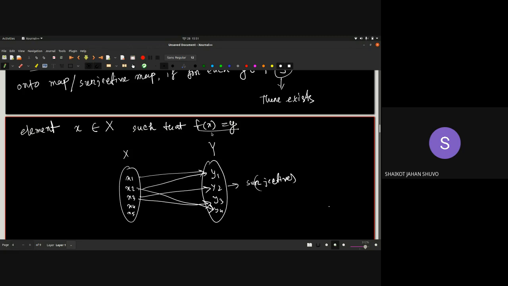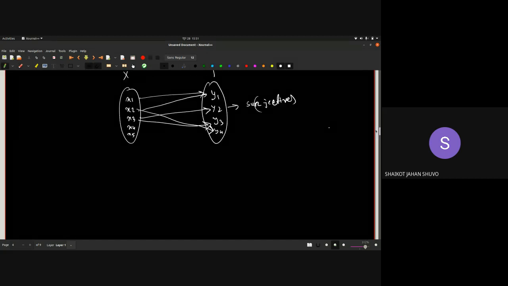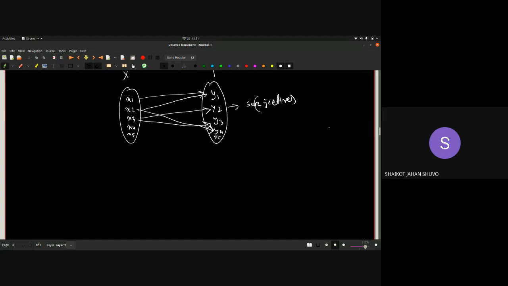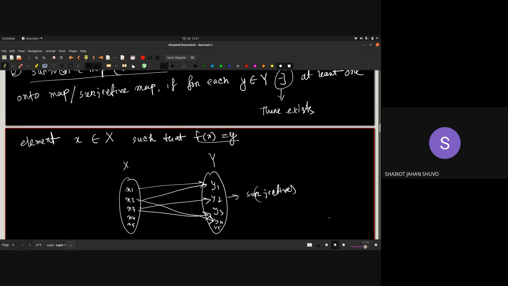If you had something like this, let's say there was some y5, and none of the elements gets mapped to y5, then that was not a surjective one. It's a surjective map, onto mapping.